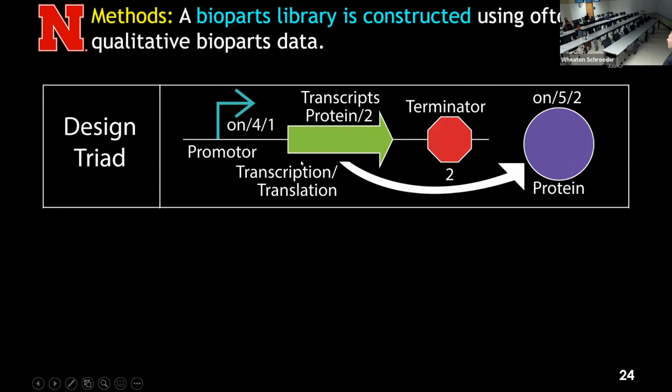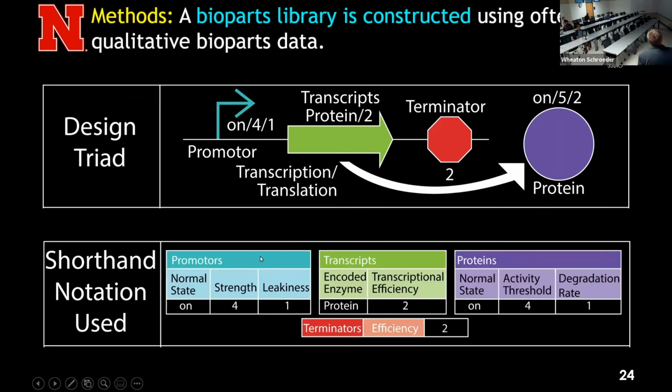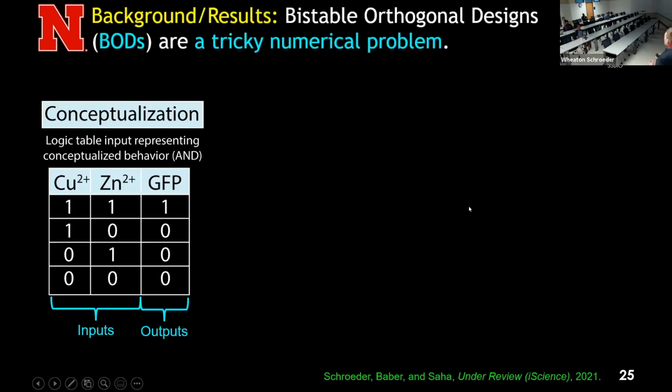So our bioparts library, like I said before, will consist of promoters, transcripts, terminators, and proteins. And each of these will have certain characterizations associated with them that are just sort of quantitative characterizations of qualitative traits. So this is sort of how the tool works. So for promoters, we'll have a normal state amount, some kind of definition of what the promoter strength is relative to other promoters in the library, as well as a promoter leakiness factor, for example, so that we can account for problems like leakiness in a promoter.